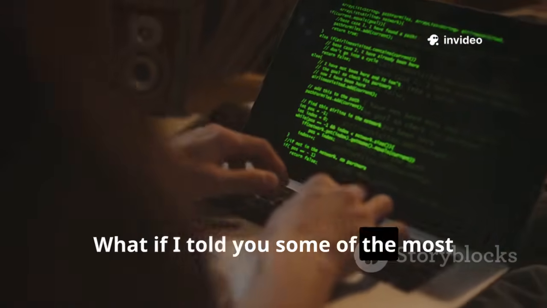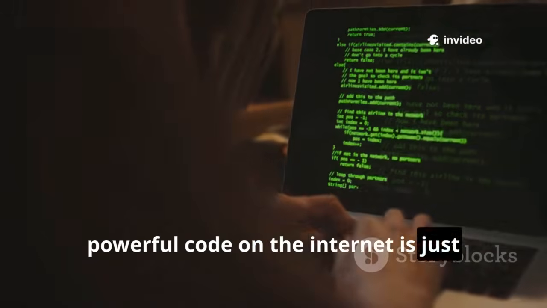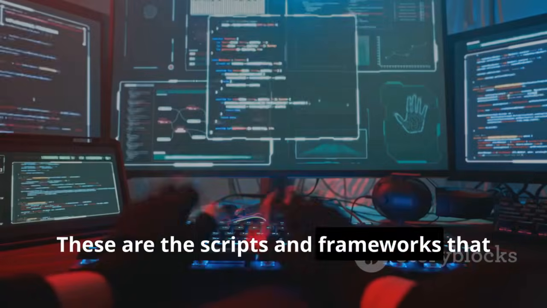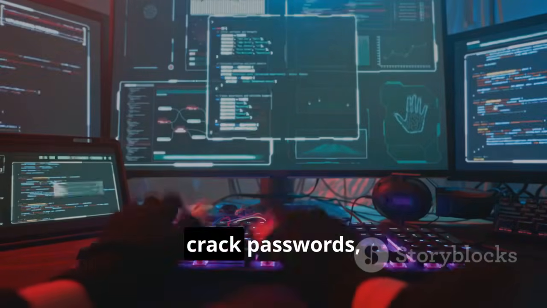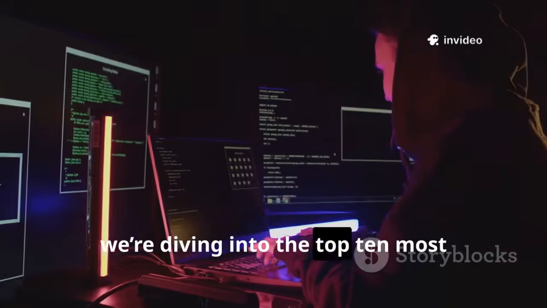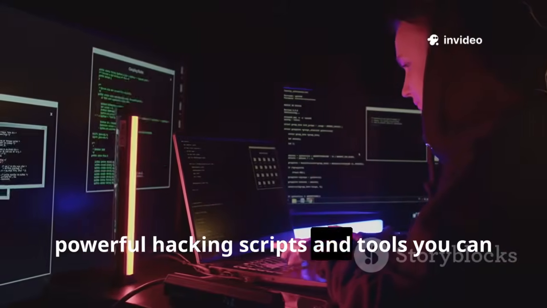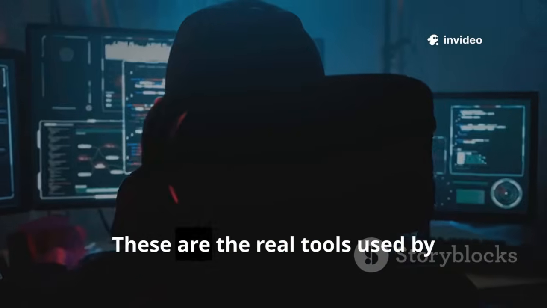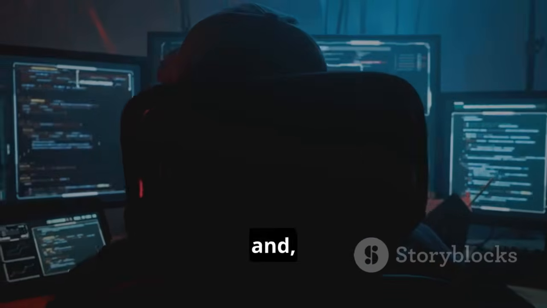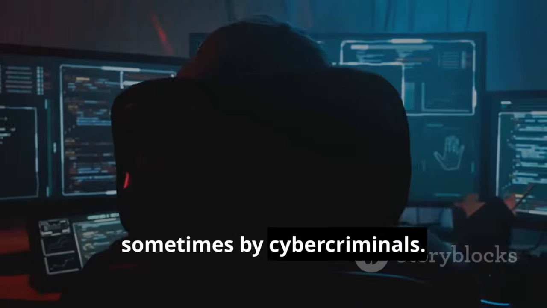What if I told you some of the most powerful code on the internet is just sitting on GitHub, free for anyone to download? These are the scripts and frameworks that can test massive networks, crack passwords, and even take control of systems. Today, we're diving into the top 10 most powerful hacking scripts and tools you can find on GitHub. These are the real tools used by cybersecurity professionals, penetration testers, and yes, sometimes by cyber criminals.